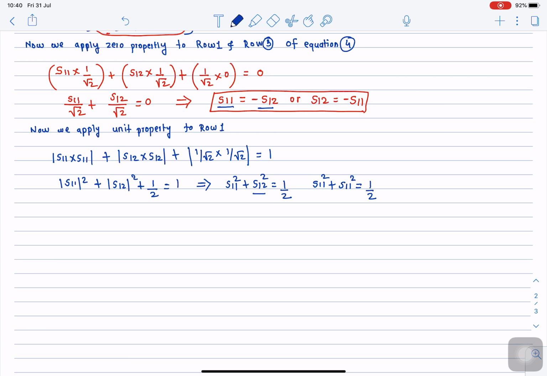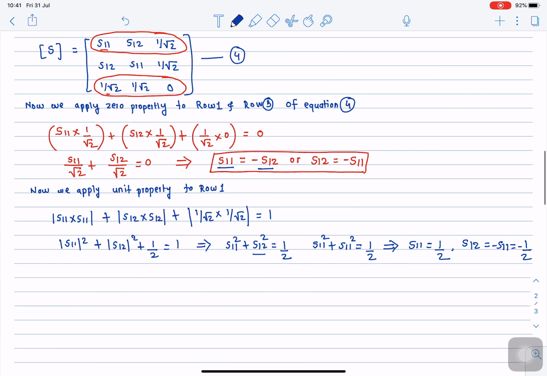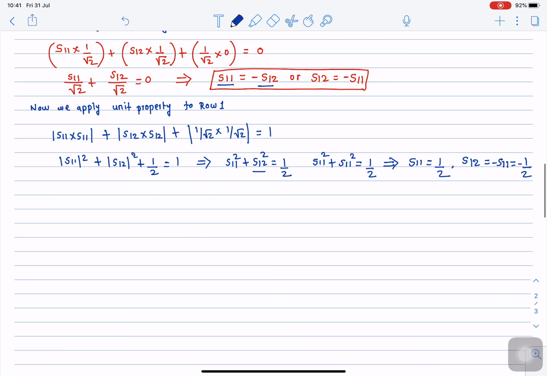From this we get the value of S11 equal to 1 by 2. Similarly, as S11 is equal to 1 by 2, from the earlier relation we can write S12 is equal to minus S11, which is minus 1 by 2. Here we have got all those values. Now we will replace all these values in the scattering matrix given by equation number 4.